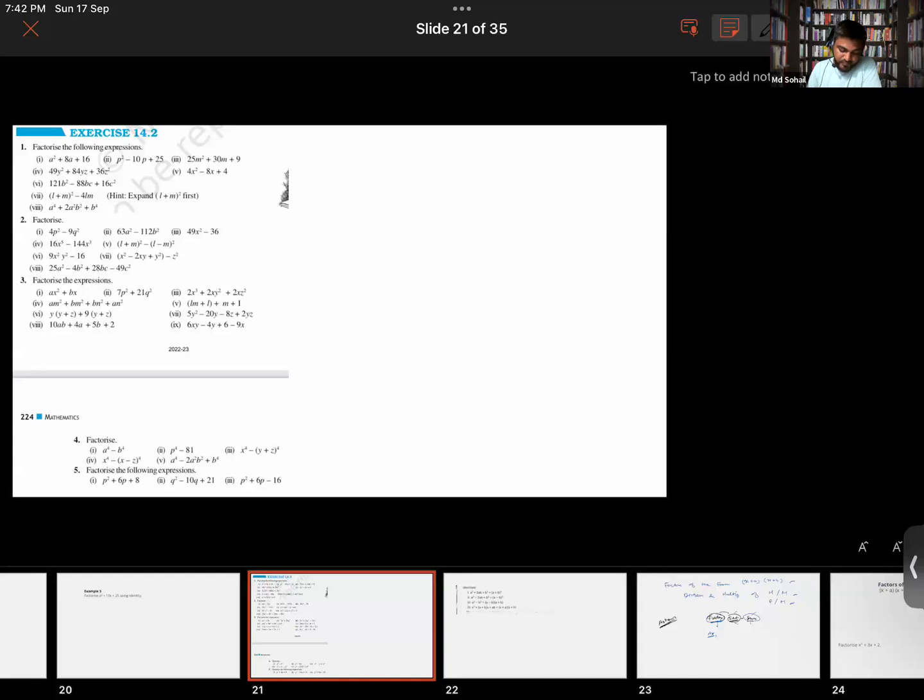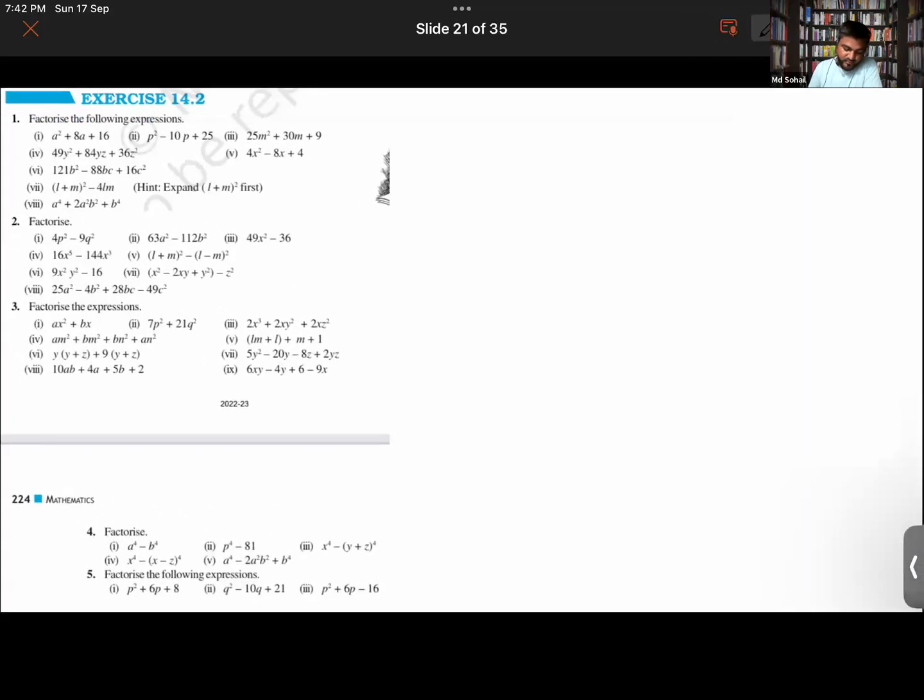Look at question number 5, guys. p square plus 6p plus 8. Can we solve it using this expression? x plus a into x plus b is equal to x square plus (a plus b) multiplied by x plus ab. Try to solve it using this identity.